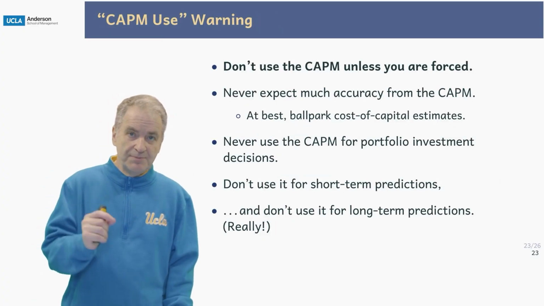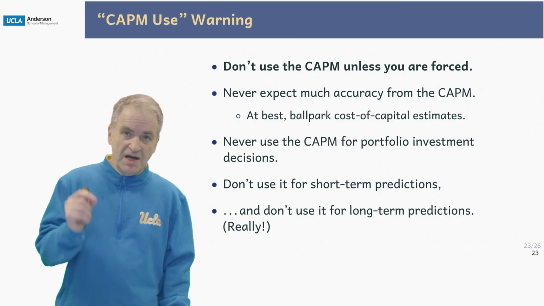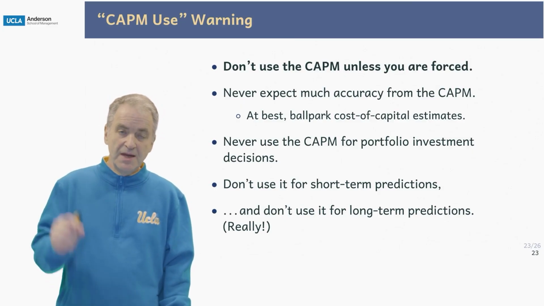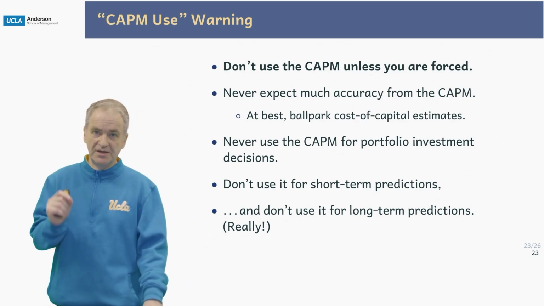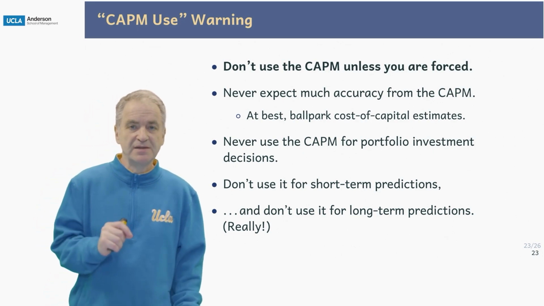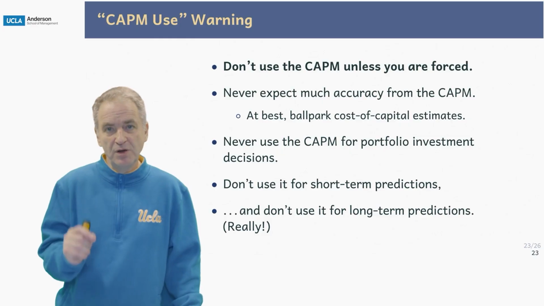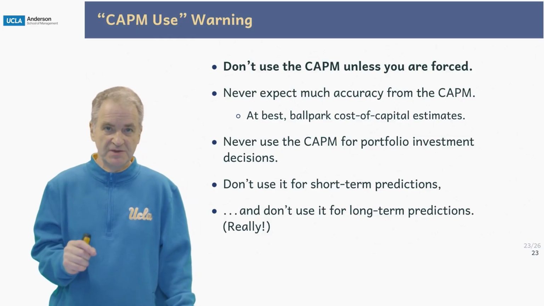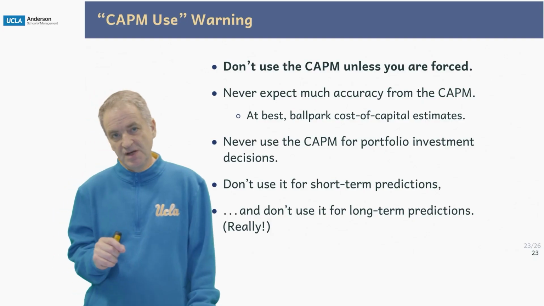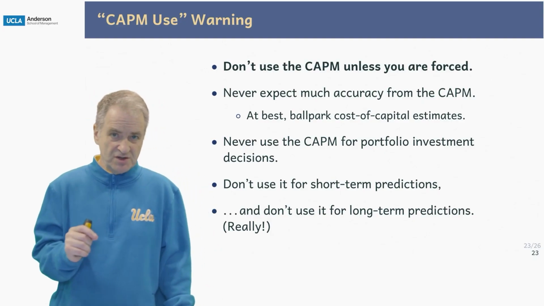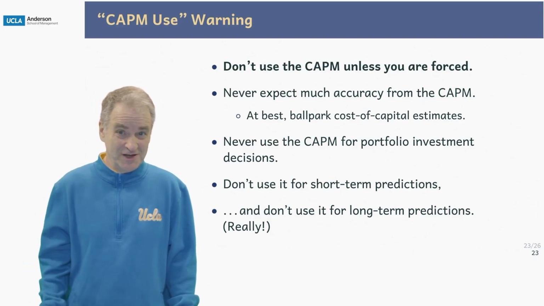Don't use the capital asset pricing model unless you are forced. Never expect any kind of accuracy from the capital asset pricing model. At best, what you will get are ballpark cost of capital estimates. Don't use it for portfolio investment decisions. Don't use it for short-term predictions, and don't use it for long-term predictions either.